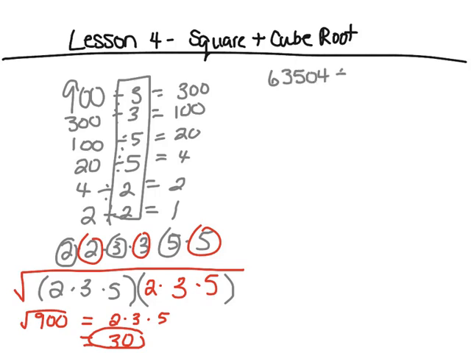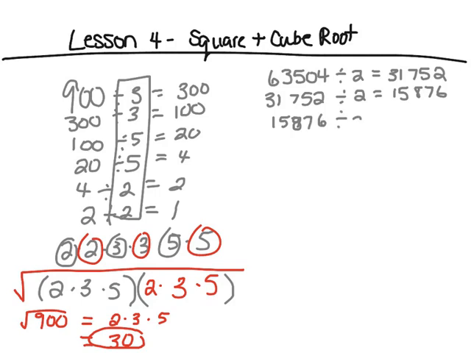63,504. So if you take that number and divide it by 2, you get 31,752. 31,752 divided by 2 is equal to 15,876. 15,876 divided by 2 is equal to 7938. 7938 divided by 2 is equal to 3,969.